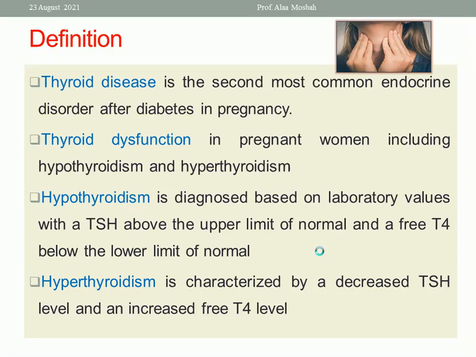Maybe the thyroid function is decreased, and we call it hypothyroidism, or increased with increased production of thyroxine, called hyperthyroidism. You will take it in this lecture in a comparison, to make it easy for you. Hypothyroidism is diagnosed based on laboratory values with a TSH above the upper limit of normal and a free T4 below the lower limit of normal, while hyperthyroidism is characterized by decreased TSH level and increased free T4 level.